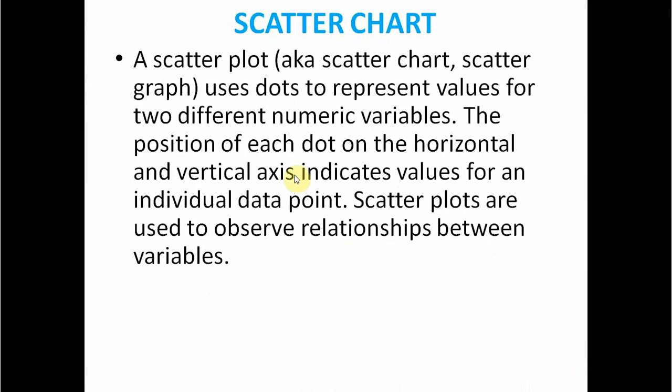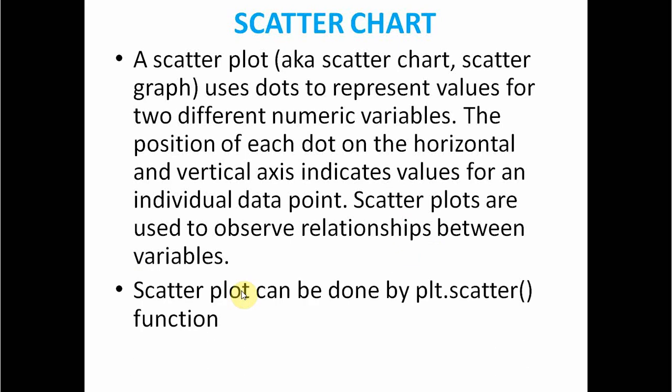The next type of chart is scatter chart. A scatter chart, also called a scatter plot or a scatter graph, uses dots to represent values for two different numeric variables. The position of each dot on the horizontal and vertical axis indicates values for an individual data point. Scatter plots are used to observe relationships between variables. We can have a scatter plot using the scatter function. For the line chart we used the plot function. Here we are going to use the scatter function.